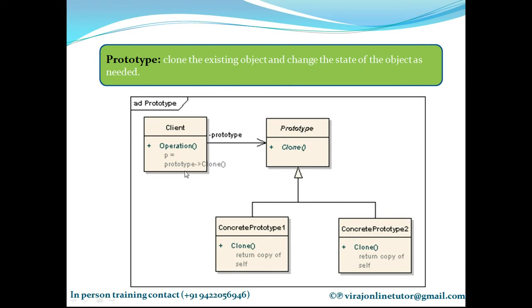Now I have a client function or a client class in which I have an operation function. What exactly am I doing here? I am creating an object of prototype and I am calling clone. So what will clone do?